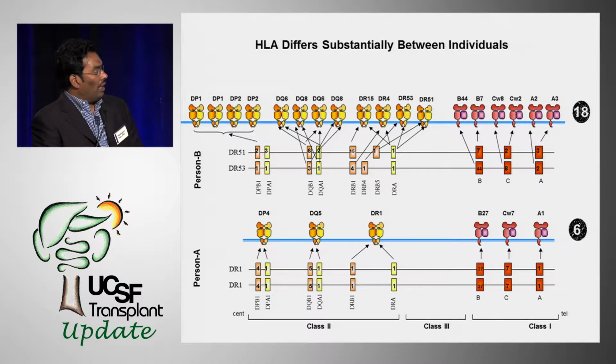So just looking at the number, one individual can express 18 different HLA molecules, another individual can express only 6 HLA molecules. And this is the diversity in HLA systems. This kind of extensive diversity can be seen within families. One child can have only 6 HLA molecules, the other one can have 18 different HLA molecules.